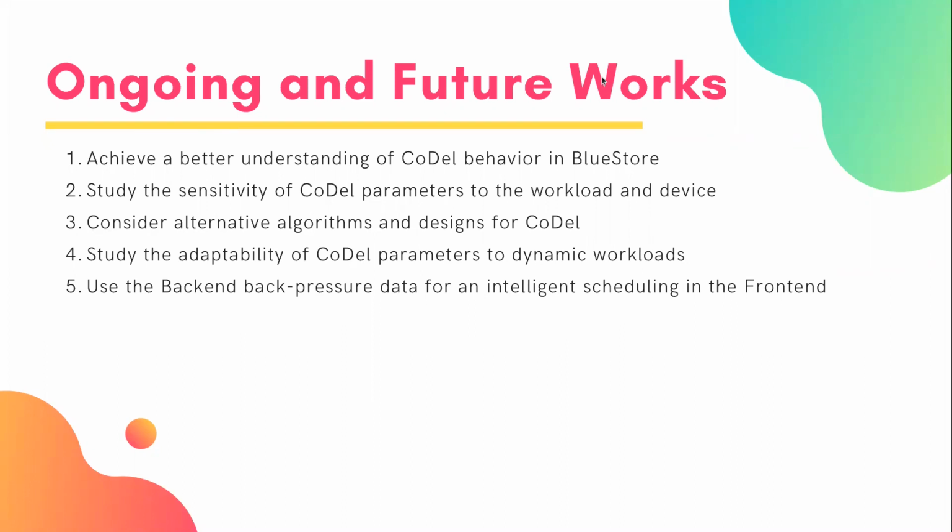And the very interesting thing is that CoDel, or the backpressure mechanism in the backend system, can provide us with very valuable information about the workload, different requests, and the different latencies inside the backend. So we can use that information in the front end to schedule requests more intelligently. And we are really looking forward to that.